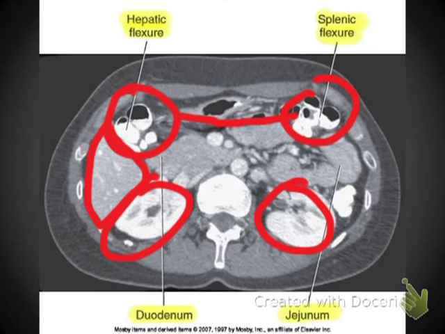But we're seeing a flexure here. We're seeing the hepatic flexure on the right and the splenic flexure on the left. So that's something that should be fairly easy to keep in mind. And so pretty much everything on this image is fair game as well.